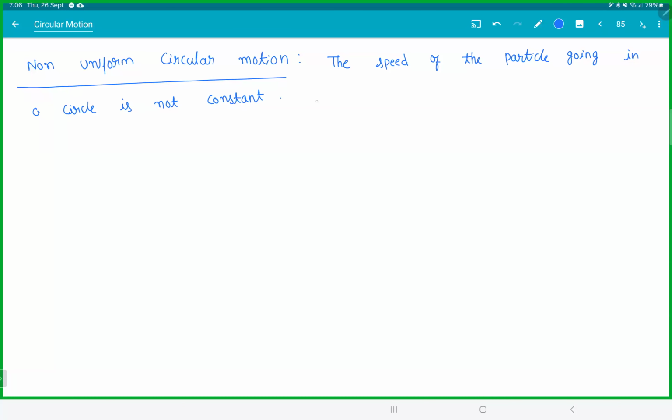So this particle has two accelerations. Yeah, if your cams are not on, you'll be kicked out from the classroom in a minute.